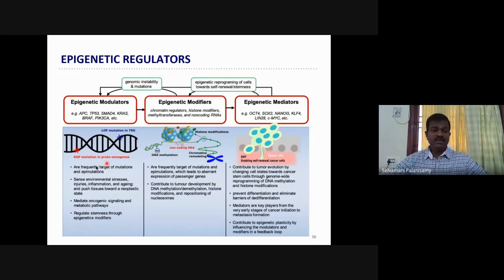So there are many regulators that could be termed epigenetic modulators, modifiers, or mediators. All of these maintain genomic instability or mutations, and allow the epigenetic reprogramming of cells towards self-renewal or stemness, meaning it can behave like a stem cell. So now these tumor cells can contribute. So these epigenetic regulators can contribute to cancer prevention.